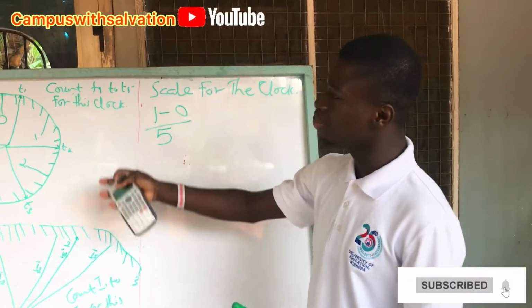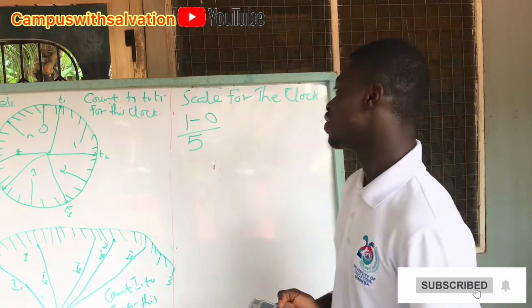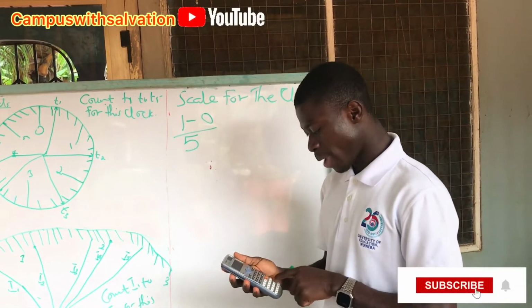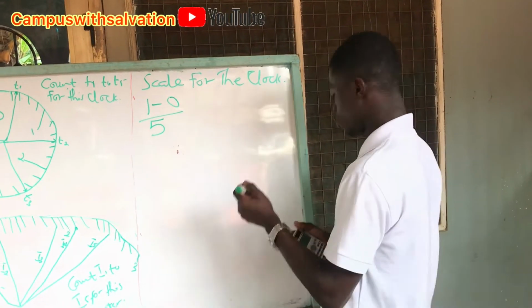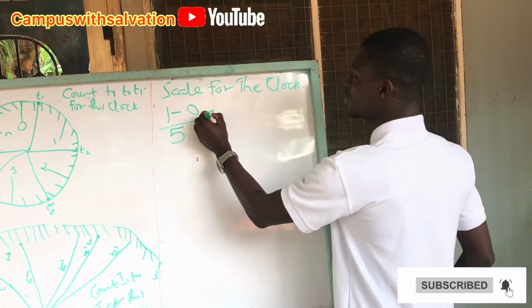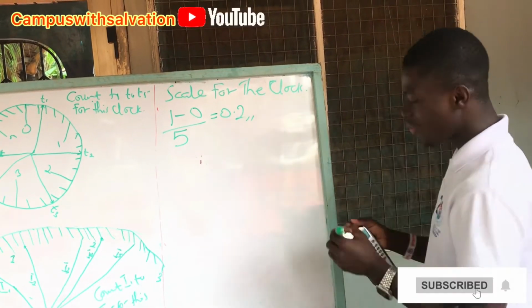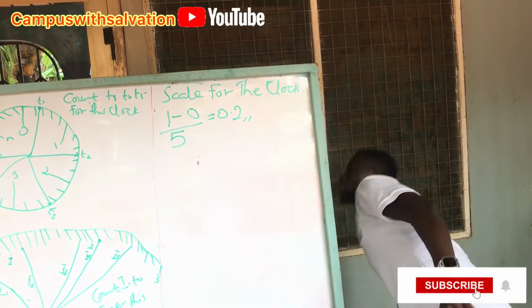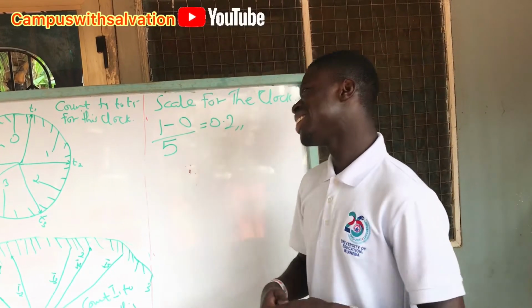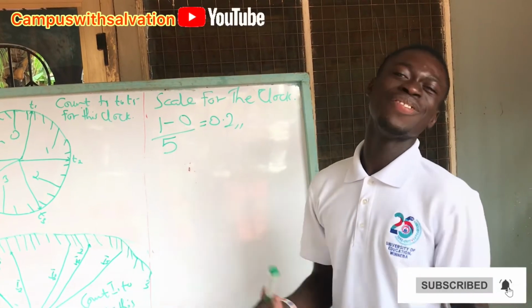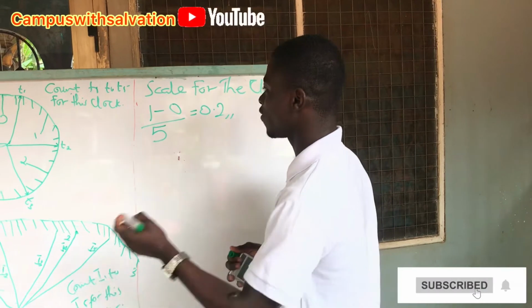And having the scale means you are going to multiply each count by the scale. So 1 minus 0 divided by 5 will give you 0.2. So this is our scale. We have our scale for now, so we can now calculate our T1, T2, T3, T4, and T5. And it's very simple. So let's start from T1.